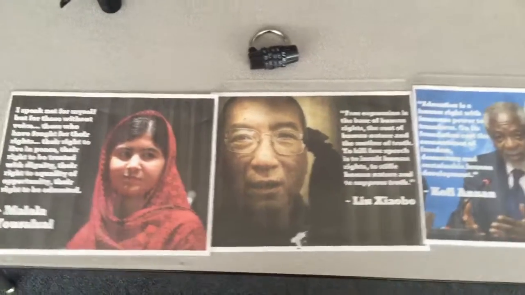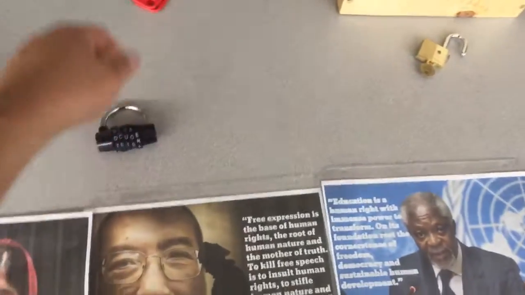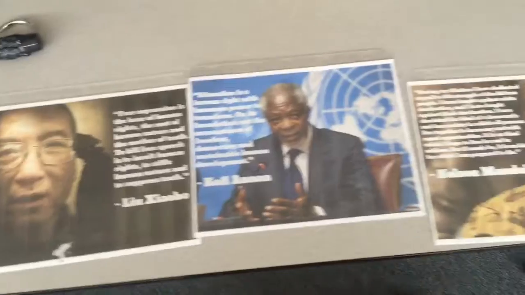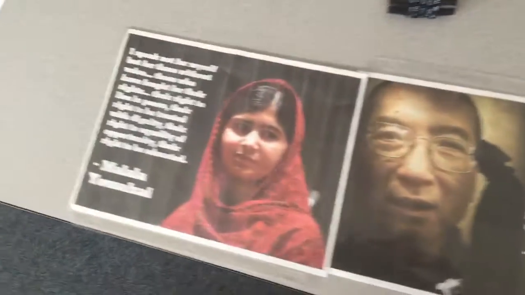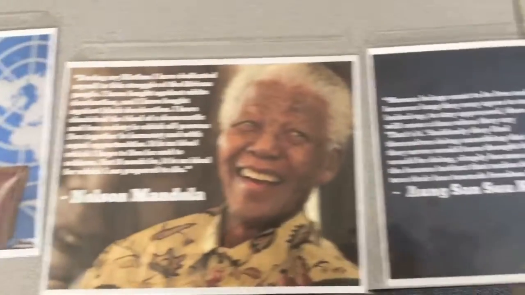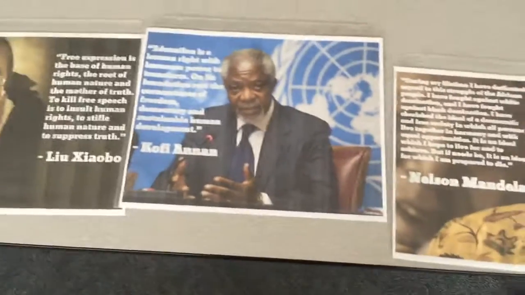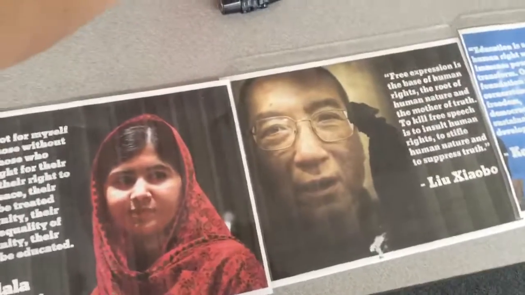Now, for the next clue to solve the 5-digit word lock, we use these photos here. These are all Nobel Peace Prize winners. We have Malala Yousafzai, Liu Xiaobo, Kofi Annan, Nelson Mandela, and Aung San Suu Kyi. All civil rights leaders in their own countries. It's a great opportunity to talk about some of the amazing achievements of these individuals.